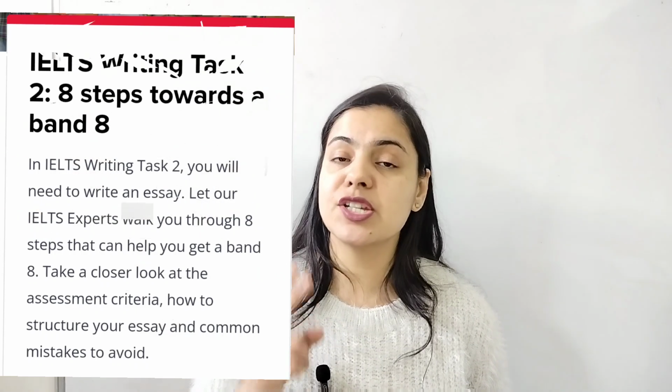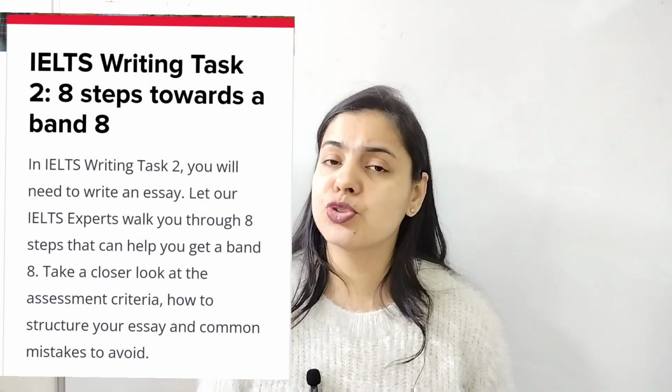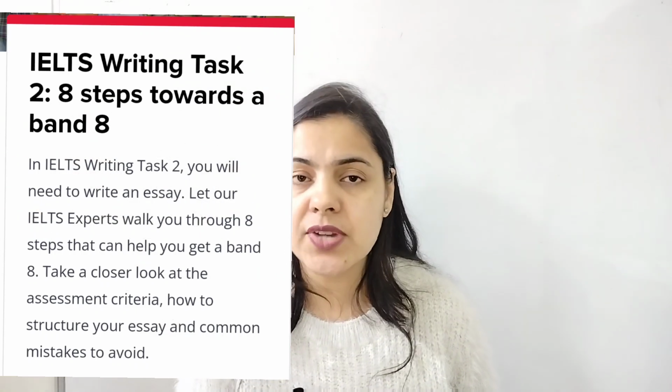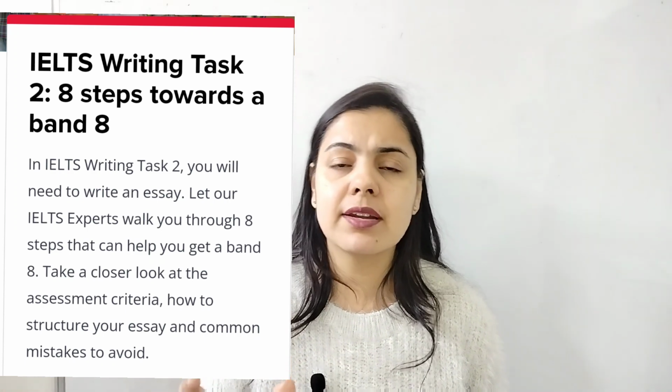So in this video, I'll be discussing two scenarios. First scenario for those who want 8 and above in the IELTS writing. Second for those whose target band is only 6. So starting with the first scenario, whose target band score is 8 bands.